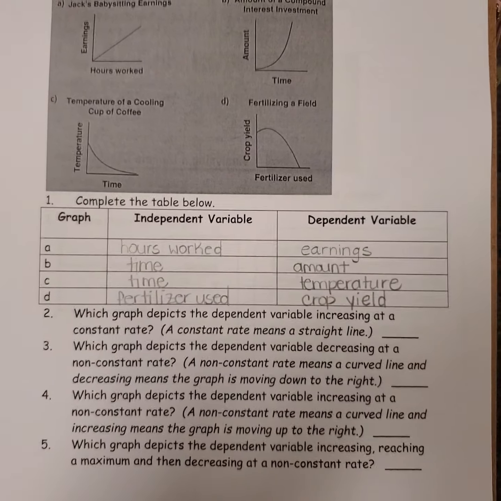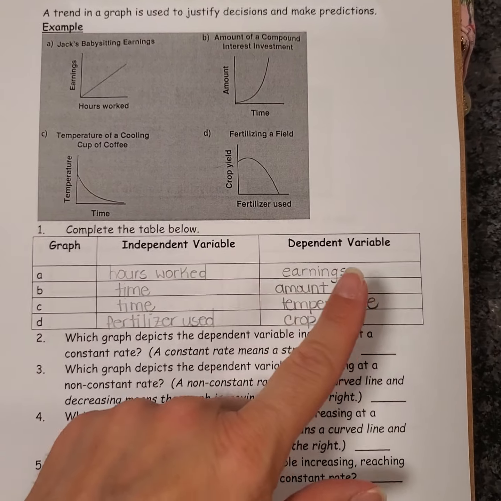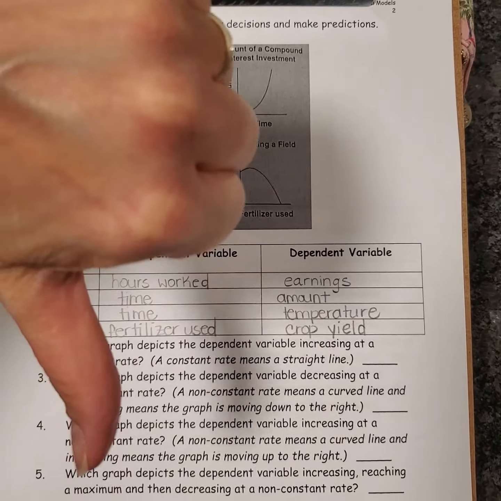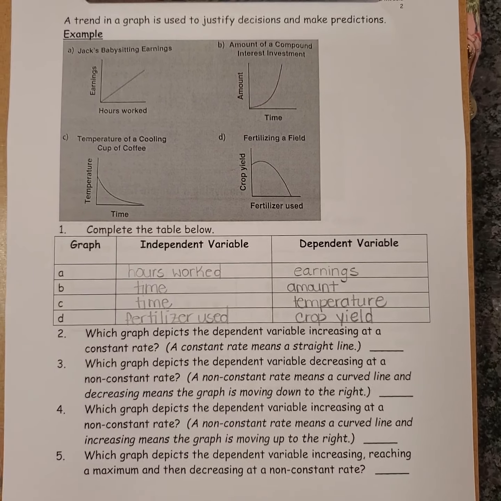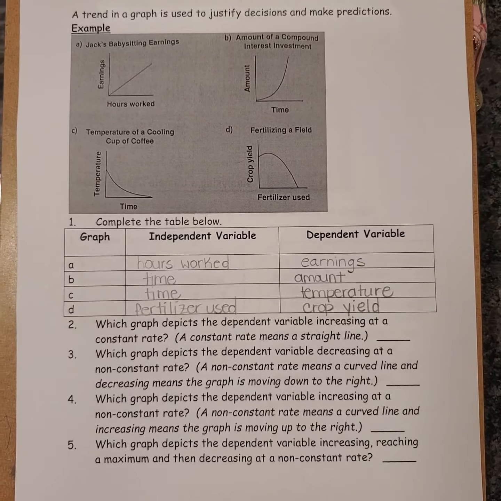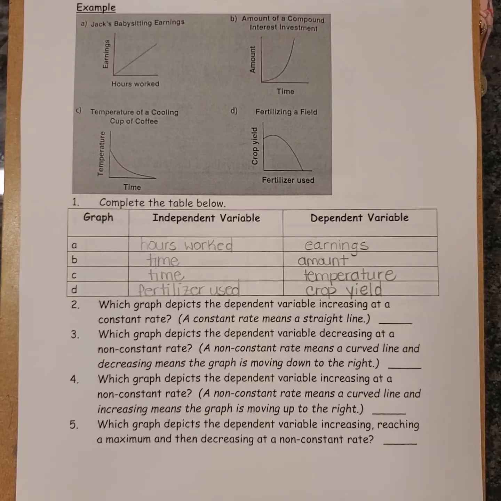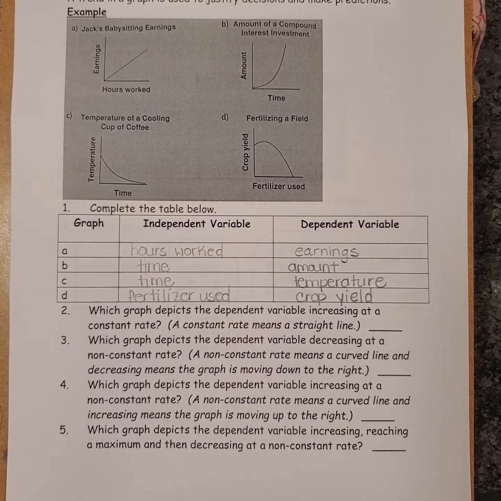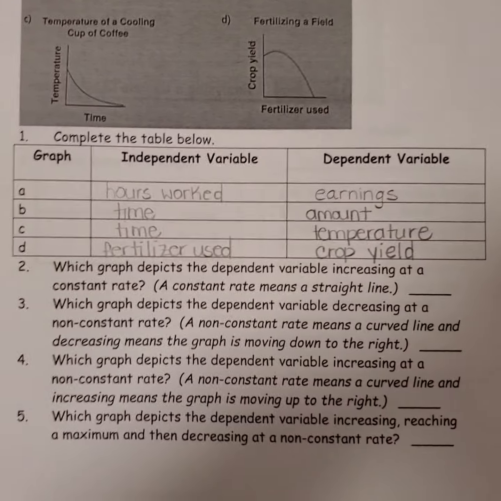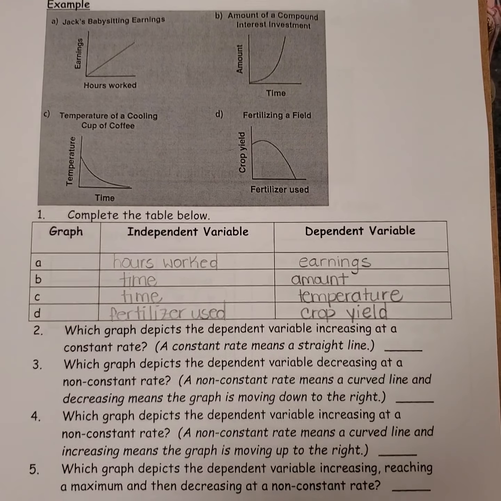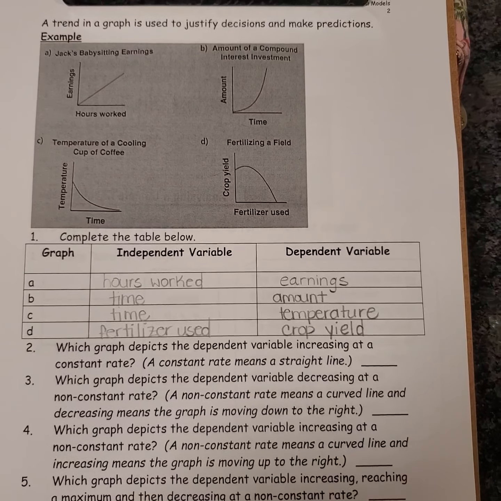Okay, the second part of this example, we want to distinguish whether or not the dependent variable is either increasing or decreasing, and whether or not the rate is constant or non-constant. So if it is increasing, it is moving up to the right. If it's decreasing, it's moving down to the right. If it is a constant rate, it is a straight line. If it is a non-constant rate, it's a line with a curve to it. So I want you to go ahead and look at the questions, see if you can match the graph with the questions, possibly pause the video, and then you can check your answer.